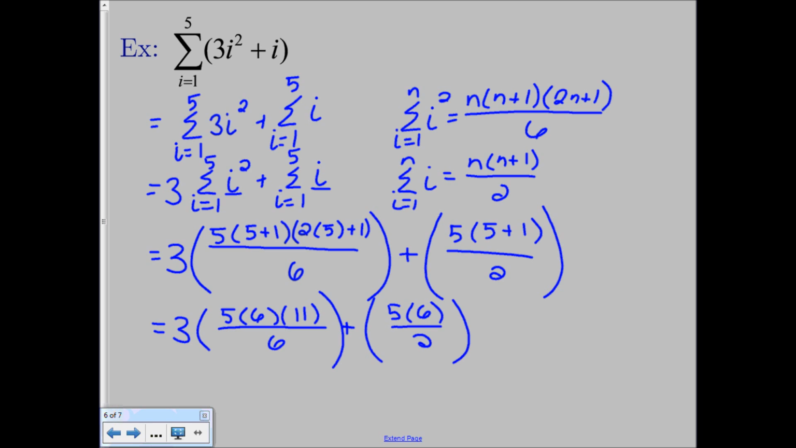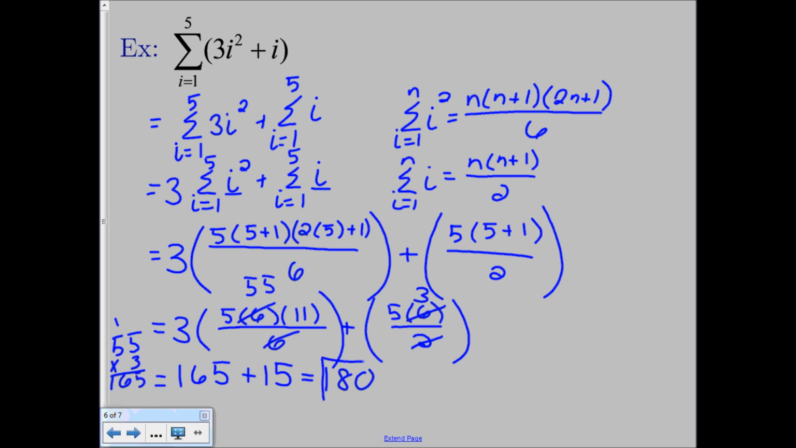So now we're just going to simplify and then multiply our 3 in. So our 6's are going to cancel, and then our 6 here is going to cancel with 2, we're going to get a 3. 5 times 11 is 55. So 55 times 3 is going to be, just do the math off to the side real quick, I'm going to get 165 in the front, plus 15, which is just going to be equal to 180. So that's how you go about using your sum and difference, your summation properties and then formulas.